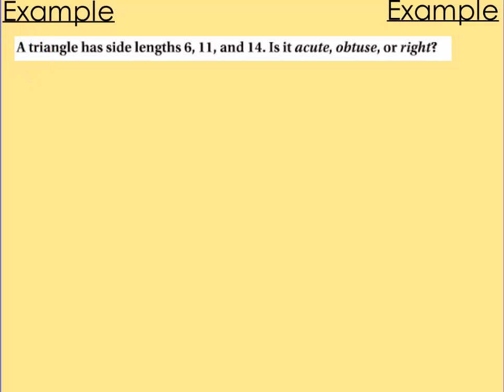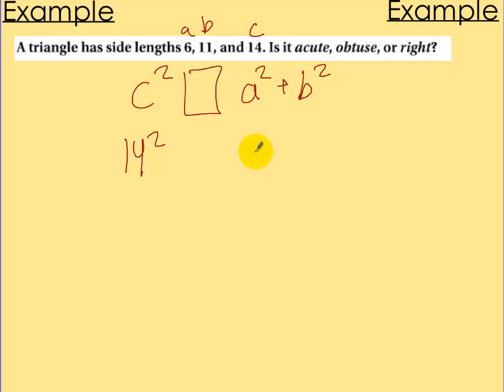Pause the video. Triangle has sides these lengths. Acute, obtuse, or right. So we have this formula, c squared something, I don't know the sign, a squared plus b squared. So I have to figure out if it's bigger or less than that. So c has got to be the biggest one. This is c, and these can be a and b. It doesn't matter. So 14 squared, and you've got a squared, 6 squared, plus 11 squared.